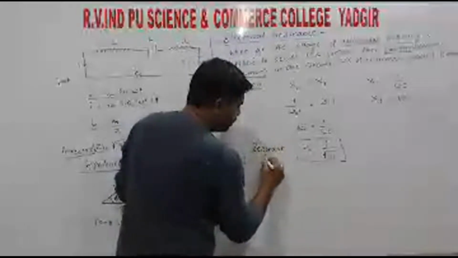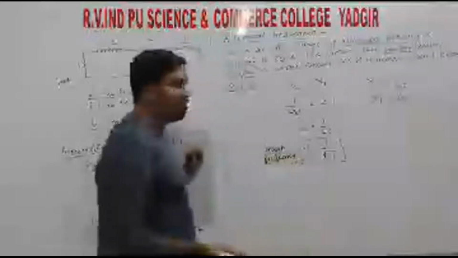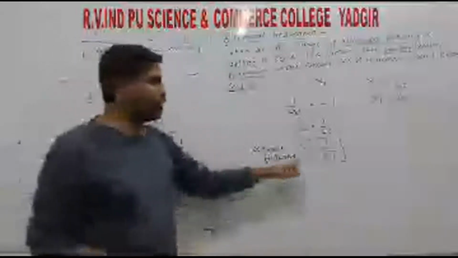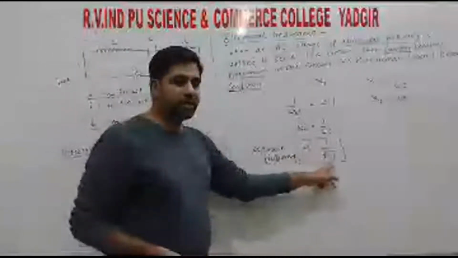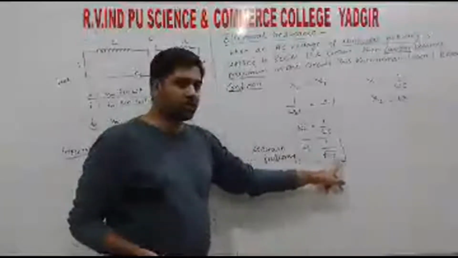So this frequency we call the resonant frequency. So resonant frequency omega naught is equal to 1 by root of LC, where L is the inductance of an inductor and C is the capacitance of the capacitor, right?